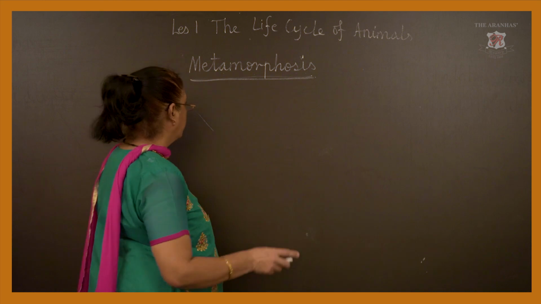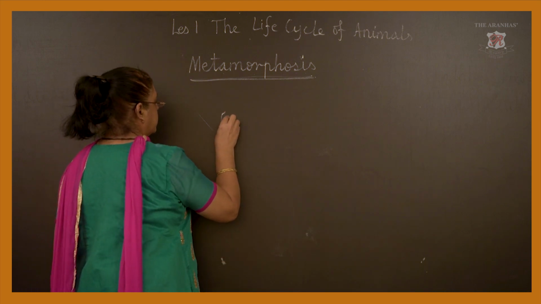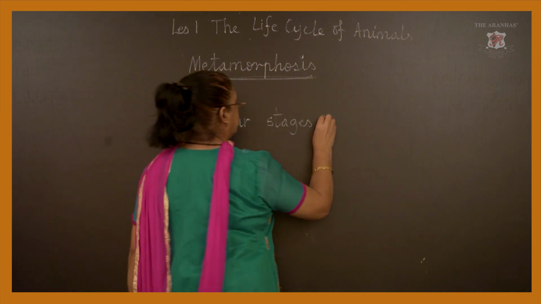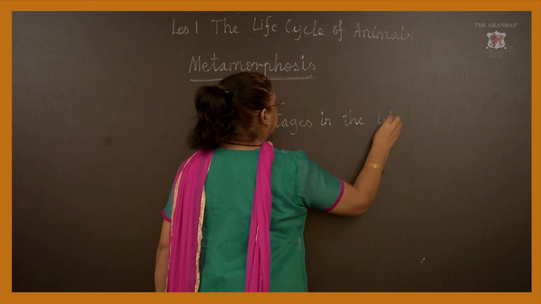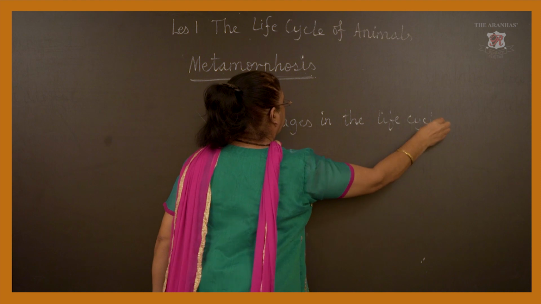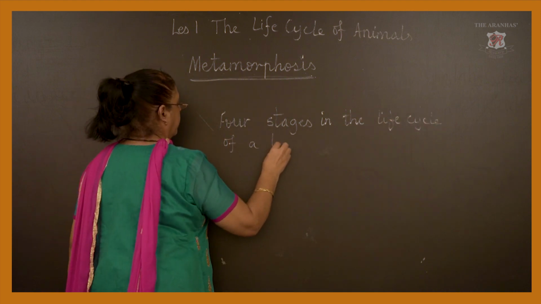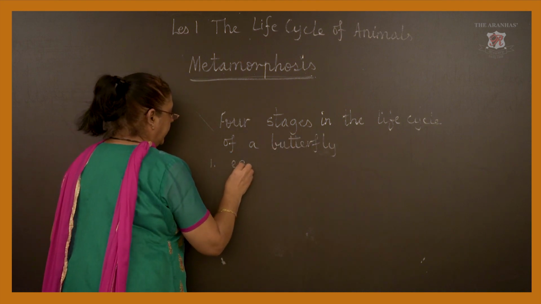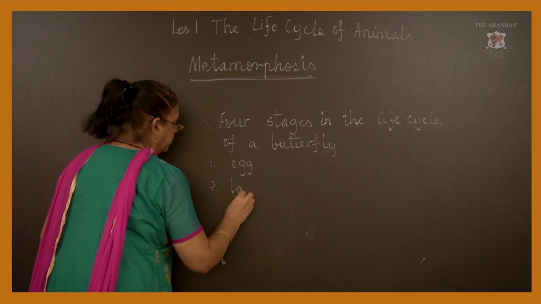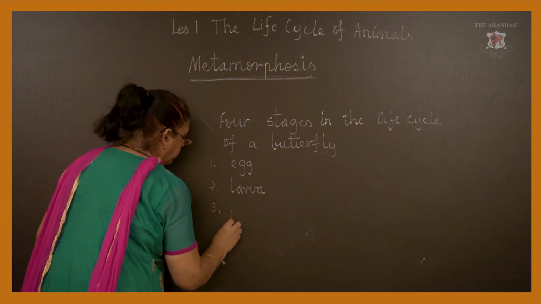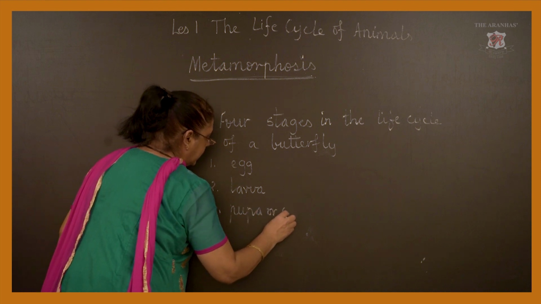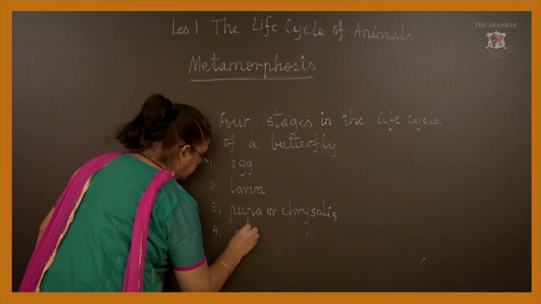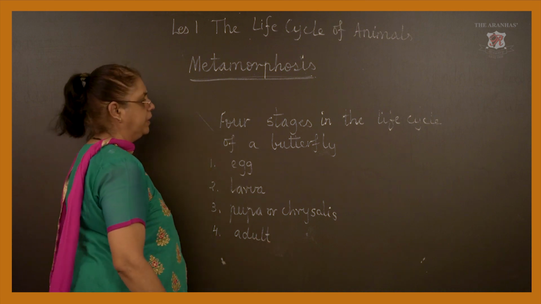Now, as these butterflies grow, they pass through 4 stages. There are 4 stages in the life cycle of a butterfly. Now, which are the 4 stages? The first one is egg, larva, pupa or chrysalis, and the last one is adult stage, adult butterfly.